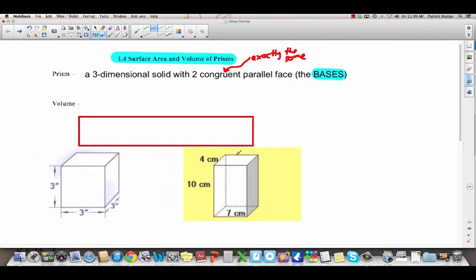Now, if you look at this one, all the pairs, top and bottom, right and left, front and back, they're all rectangles. Even though the top and bottom looks like squares, they're not. This is 4, this is 7. So this is a rectangular prism. So that's what a prism is.